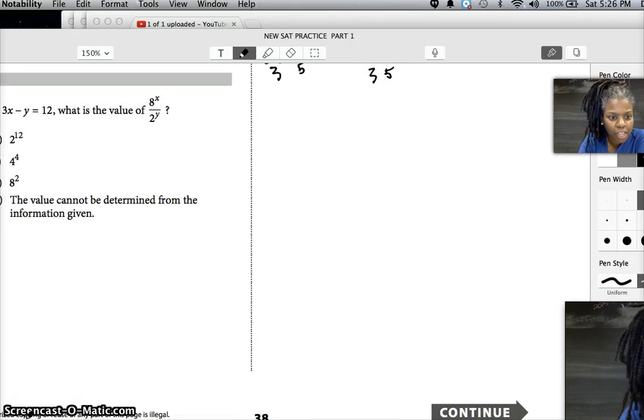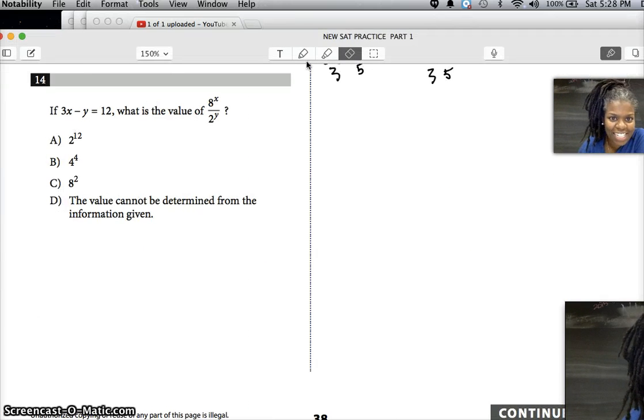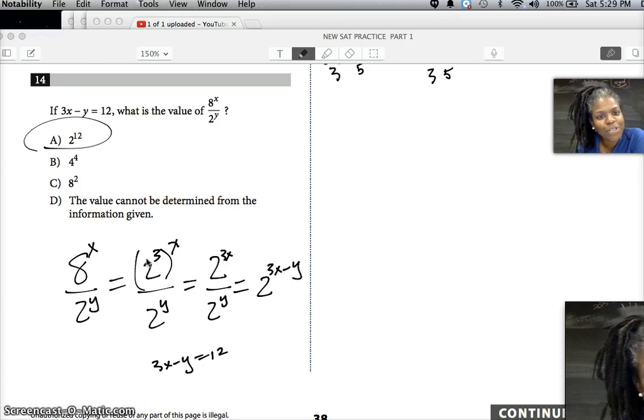Let me give you the answer to this last one. The answer here is 2 to the 12, and the way you would do that is crazy. So I'm going to just write the problem out and I'll show you. Since 8 is equal to 2 to the third power, I can rewrite it like this, and then I can rewrite it like this. The rule tells me that I need to subtract exponents, but we know that 3x minus y is equal to 12, therefore replace that.